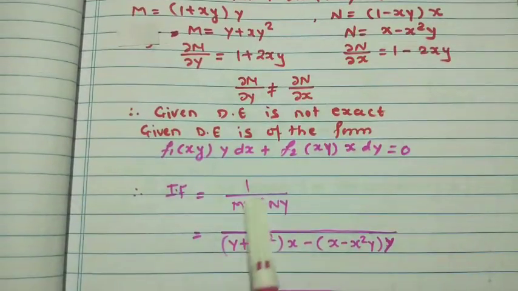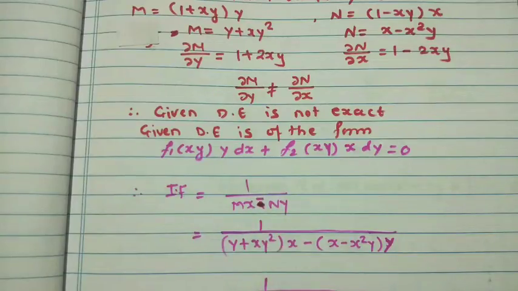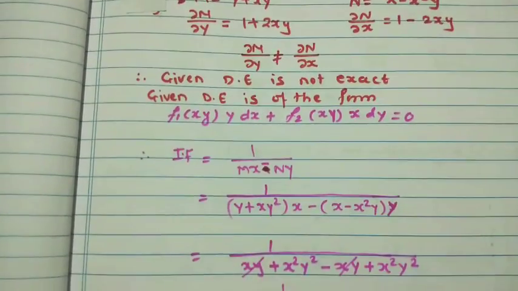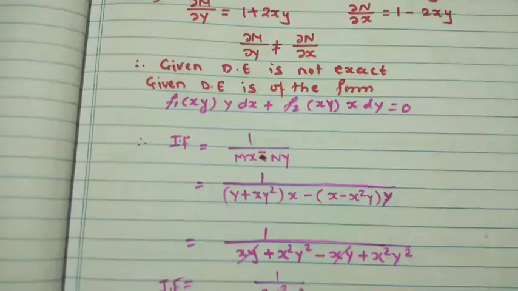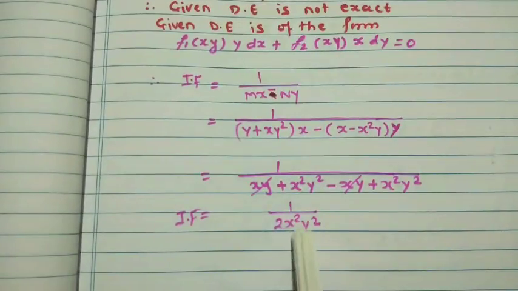Then we can find the integrating factor. Integrating factor is equal to 1 upon Mx minus Ny. Just put M and N here. M is y plus xy square, and this x will remain as it is. Minus N is x minus x square y into y as it is. Now multiply this x to this bracket, y to this bracket, so you will get xy plus x square y square minus xy plus x square y square. The xy terms get cancelled, so only 1 upon 2x square y square remains. So this is the integrating factor of the given differential equation.